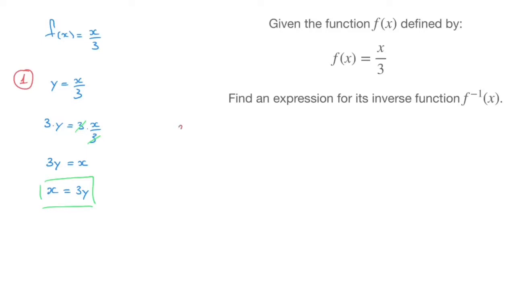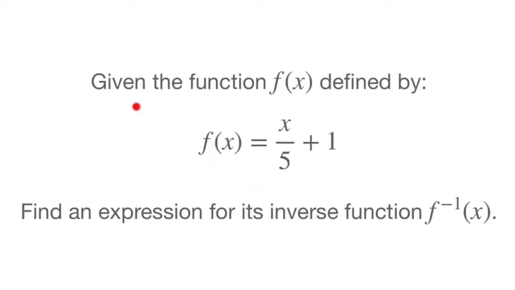We move on to step 2, and in step 2, we start from the expression that we just found, that was x equals 3y, and we swap the x and the y. In other words, x becomes y and y becomes x. So that would be y equals 3x. And at this stage, the expression we have on the right-hand side is the inverse function. So we can now state the final answer. The inverse function of f is equal to 3x. And we're done. Let's look at one more example.